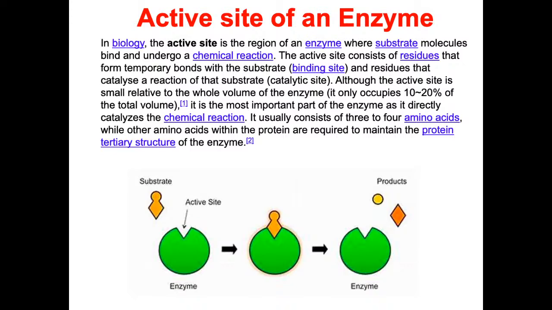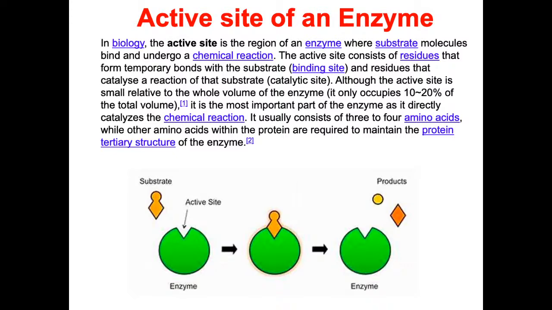So here we can see, as we have discussed also, what is the active site. So active site is the place on which substrate is attached to the enzyme, and there could be some conformational changes in order to make the binding stronger. So the active site consists of residues that form temporary bonds with the substrates and residues that catalyze the reactions of that substrate. Although the active site is small relative to the whole volume of enzyme, it is the most important part of the enzyme as it directly catalyzes the chemical reactions.